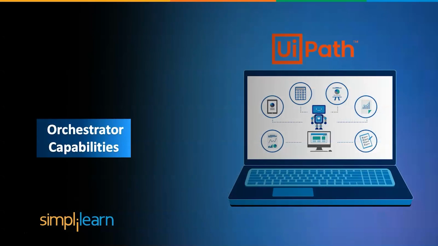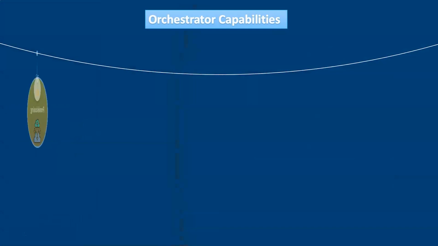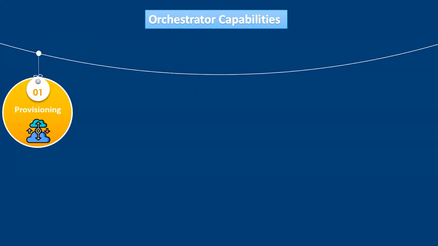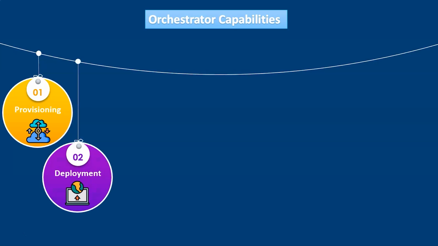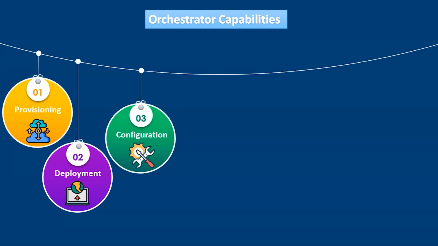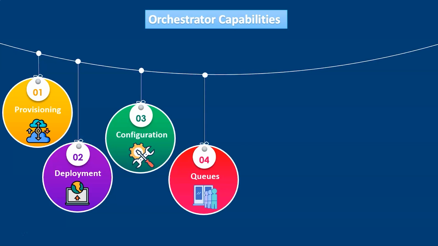Let's look at the Orchestrator capabilities. Provisioning. Provisioning establishes and maintains the connection between the robots and the web application. Deployment. Deployment ensures that the correct package versions are delivered to the assigned robots for execution. Configuration. Configuration looks after the maintenance and delivery of the robot environments and process configuration. Queues. Queues ensures that the workload is distributed automatically across robots.